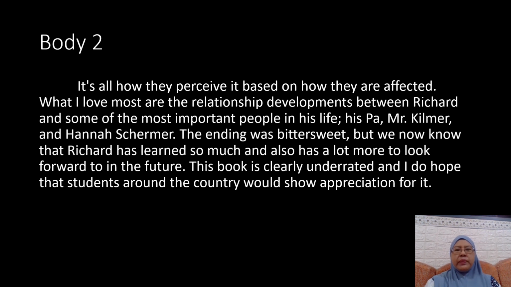The ending was bittersweet, but we now know that Richard has learned so much and also has a lot more to look forward to in the future. This book is clearly underrated and I do hope that students around the country would show appreciation for it. Okay, so other characters are mentioned, Pa and Hannah Sherman, instead of Mr. Kilmer and Richard.